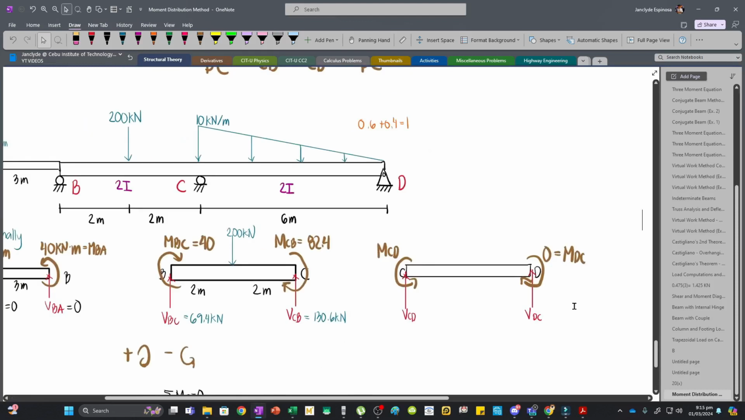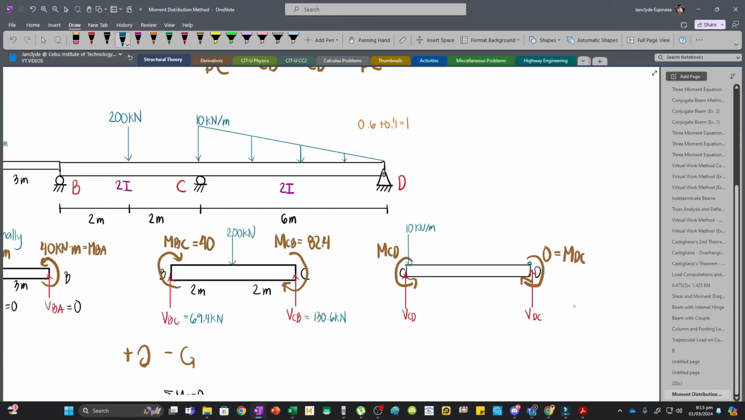Now on span CD, we have a triangular load. So this is 10 kN per m, and then here we have 0. And so since we have a triangular load, we have a resultant right here, which is the area of this triangle. Now that'll be 1/2 times the base, which is 6 meters, multiplied by the height, which is 10. So this will cancel, this will be 3, and then 3 times 10 will give us 30.